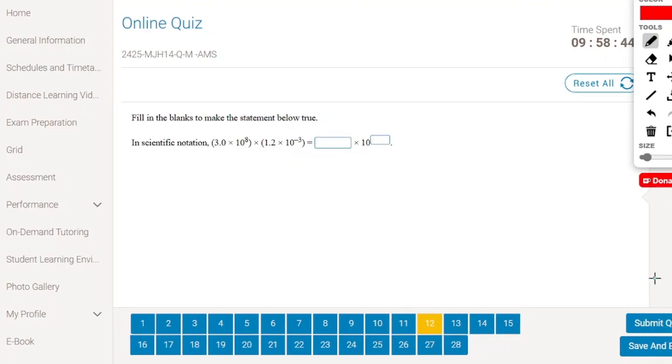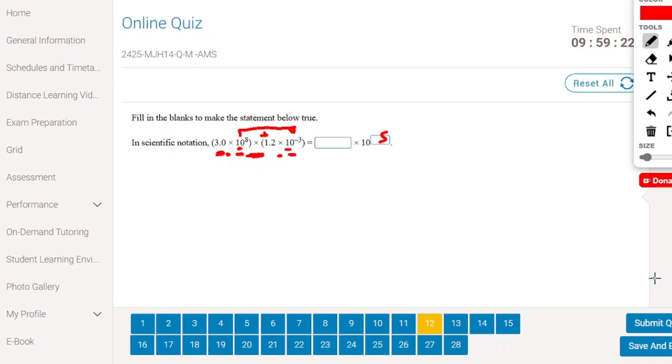Question number 12. Fill in the blanks to make the statement below true in scientific notation. I have 3 multiply 10 power of 8 multiply, it is not plus or minus, it's a multiply, 1.2 multiply 10 power of minus 3. So it will be normal multiplication. Here 10 power of 8 multiply 10 power of minus 3. I have the same base here, so for the powers, I will add. So 8 plus minus 3, it will be 5.